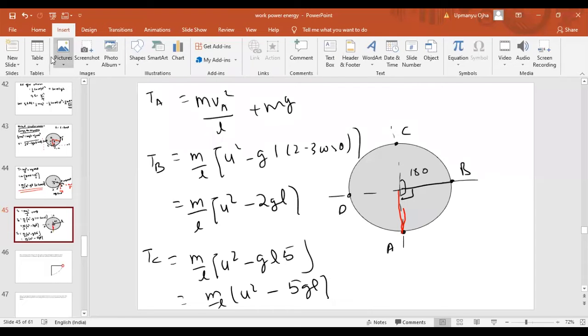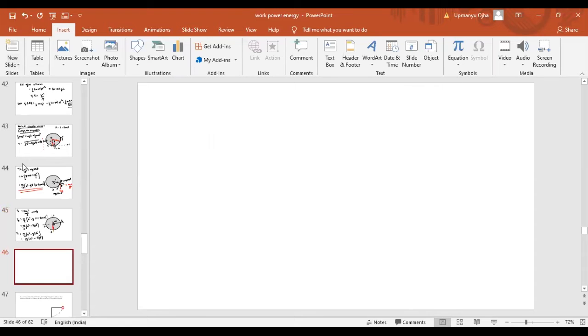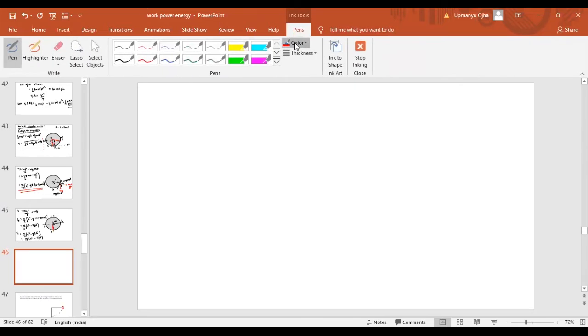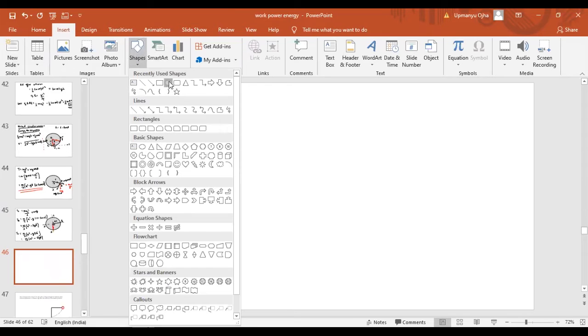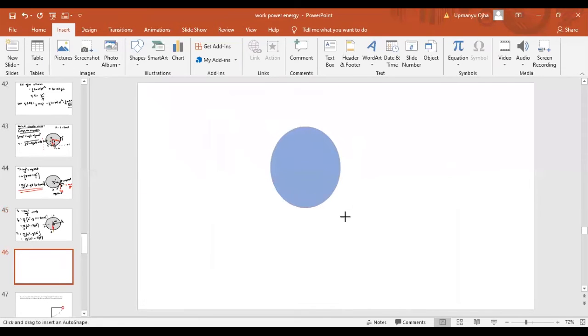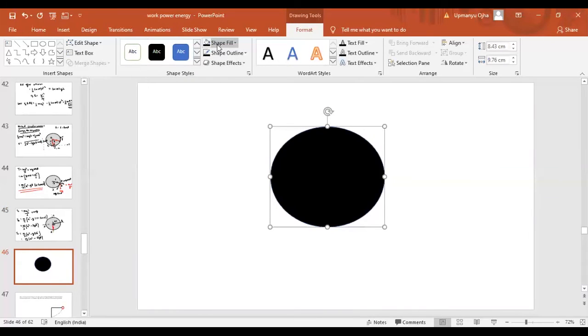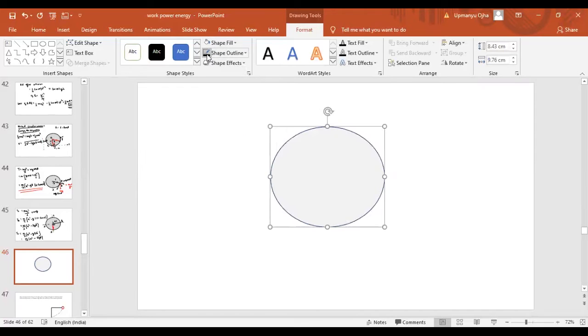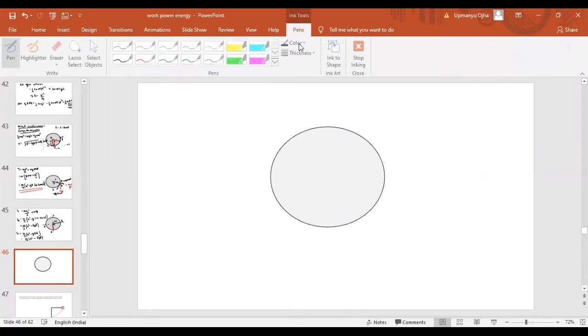Now next is, how much minimum velocity should we provide at the bottom so that it can just complete the circular motion? Now if you look at this circular motion, who is responsible for circular motion? The factor which is responsible for circular motion is tension.